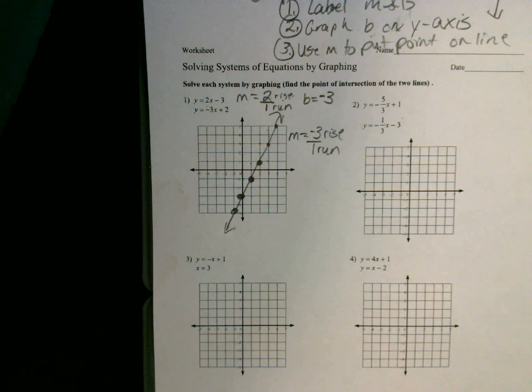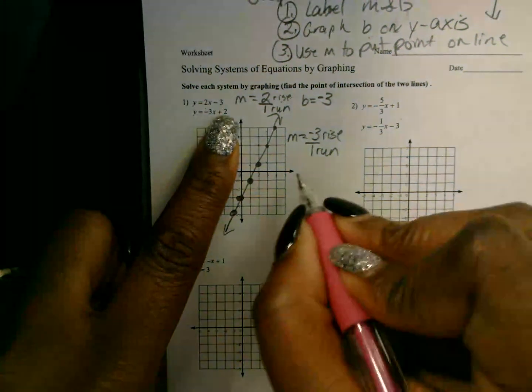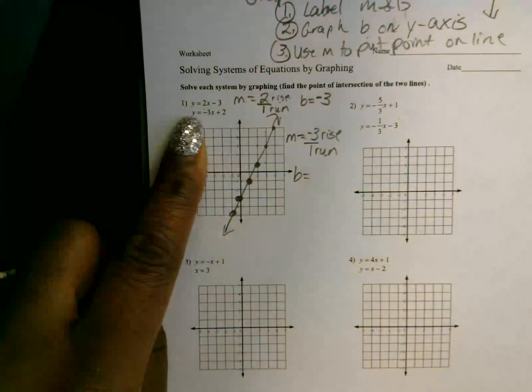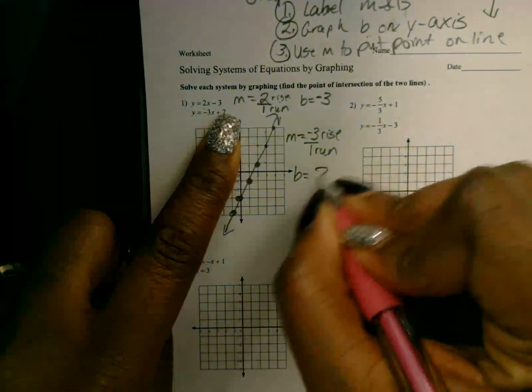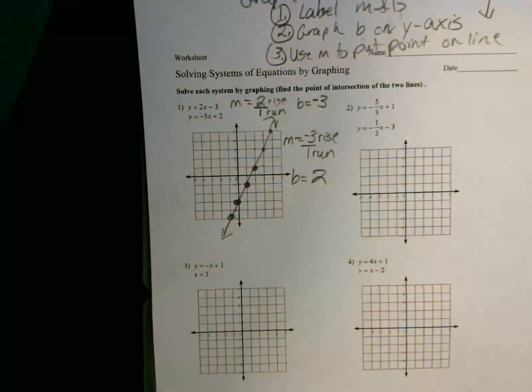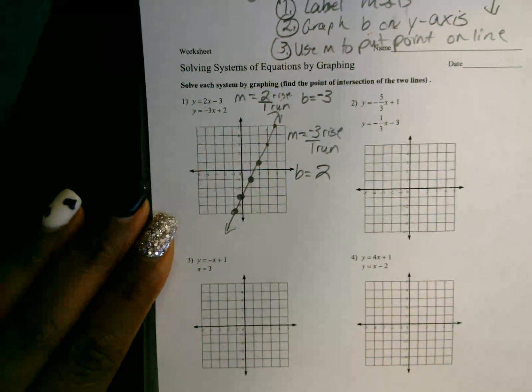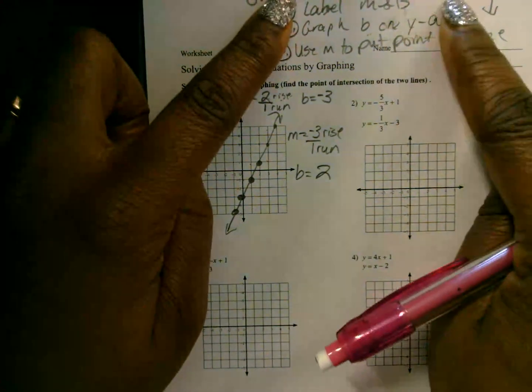And do the second one the same way. Okay. So tell me, which one of those numbers is going to be the B? Looking at the second equation. -3 or 2? Haley, 2. So we labeled M and B.